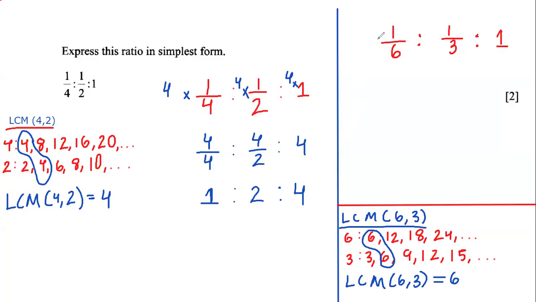Multiply this by 6. All right. Multiply this term by 6. Multiply that term by 6 as well. And when we multiply by 6, we really only multiply the numerators, right? So 6 times 1 is what?